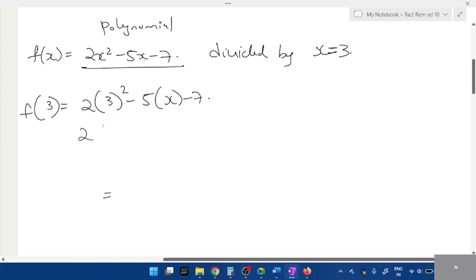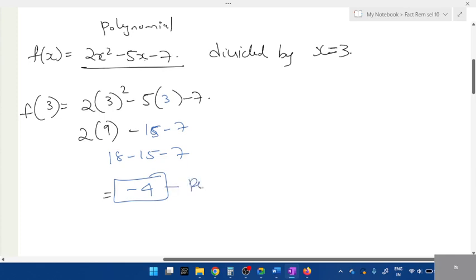Look, 2 into 3 square is 9, 2 nines are 18, minus 5 into 3, 5 threes are 15, minus 7. 18 minus 15 is 3. 3 minus 7 is minus 4. The answer, whatever we get, this is known as the remainder.